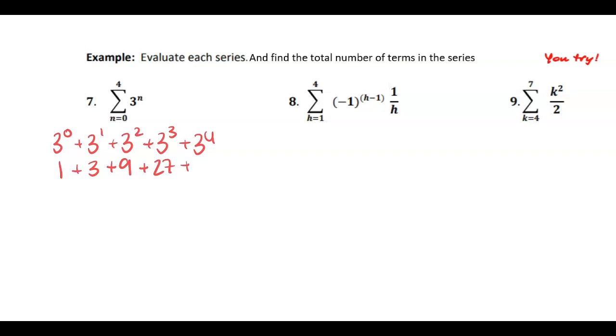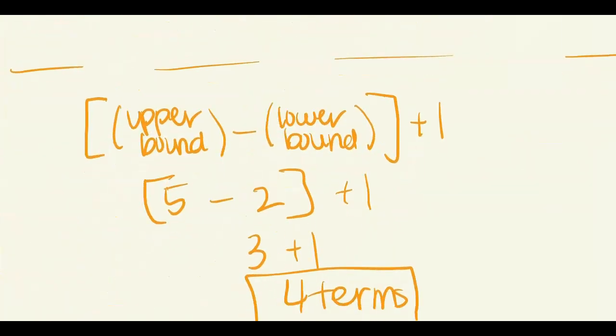And 3 to the fourth power, you might have to think about it. If you multiply 3 times 27, you'll get 81. All I need to do now is add. So if you were to add up all of those values, you would get 121. That's your answer. Part 2 of this says to find the total number of terms in the series. Okay, well, I'm going to use that special formula that I kind of created down here, where I take the upper bound and the lower bound and then add 1 to it.